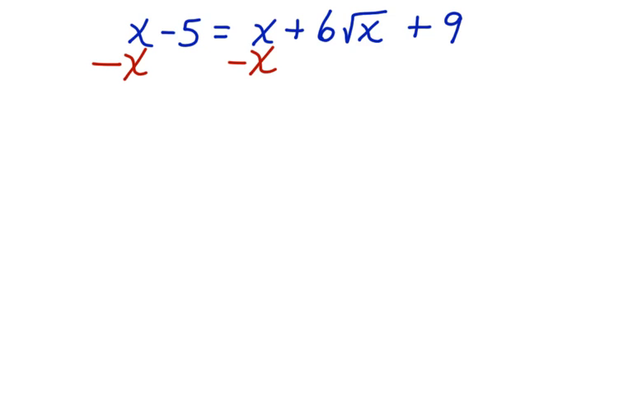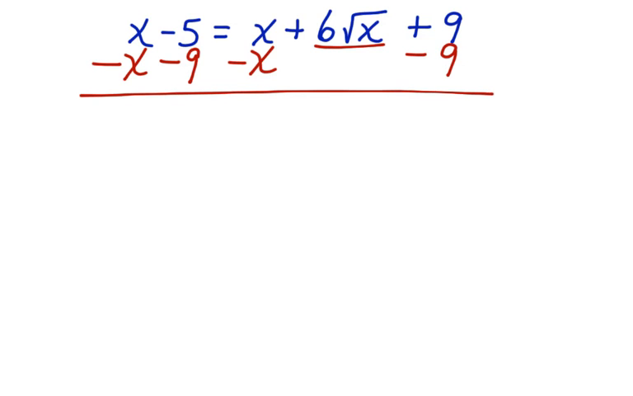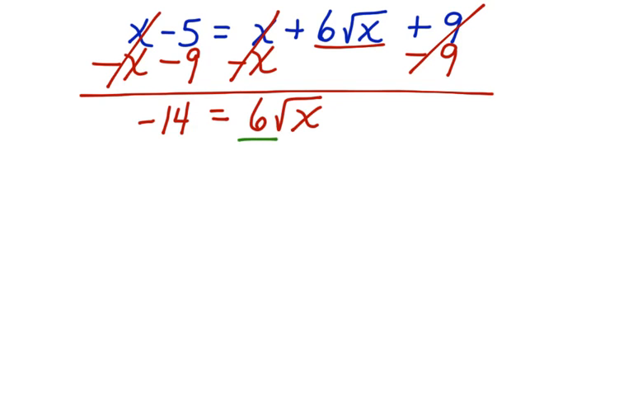Now the next step is I'm going to subtract an x here, and I'm going to subtract an x here, and I'm going to subtract 9 here, and I'm going to subtract 9 here. This 6 square roots of x we're going to leave alone for right now, and we'll work with that in a minute. These cancel, these cancel. On the left side I'm left with negative 14 equals 6 square roots of x, and plus 9 minus 9, those cancel too.